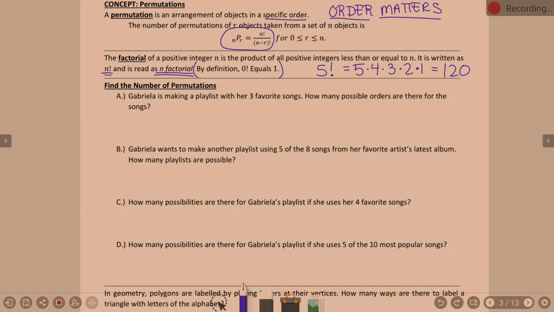Now, in this case, are we indicating order matters? And this is where I'm going to give you a hint, guys. We're in the permutation part of the lesson, so guess what? Order does matter. And here's the deal. We're making a playlist with our 3 favorite songs. So the idea here is the songs are already picked. The idea is what's going to go first, second, third. And obviously this must matter to Gabrielle. Okay? So let's see, if I call the songs A, B, and C.